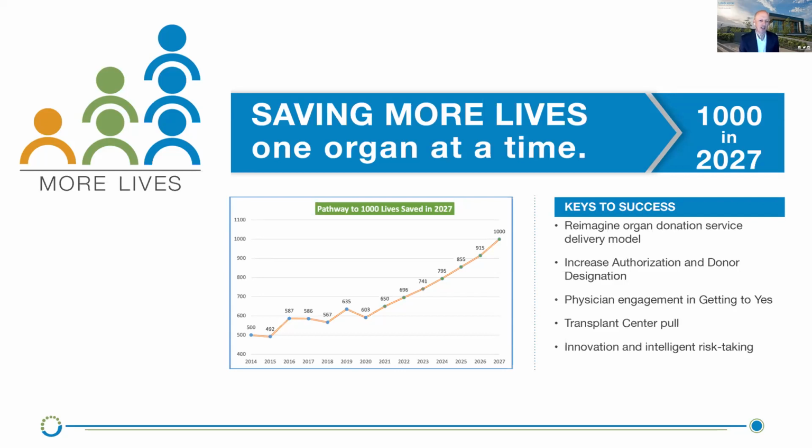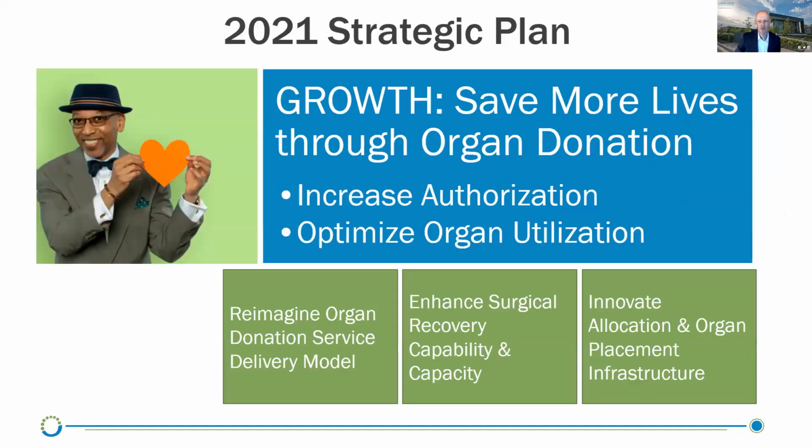Working with transplant centers in really helping to fully evaluate each and every organ opportunity when it's offered, and smartly being innovative and taking intelligent risk and making sure that we have the right people in the right spots at the right time to help us achieve this mission by 2027. And within that, I would say that is our overall goal, is that we are saving more lives through organ donation by doing those two big things: increasing authorization, but also maximizing the organ utilization.